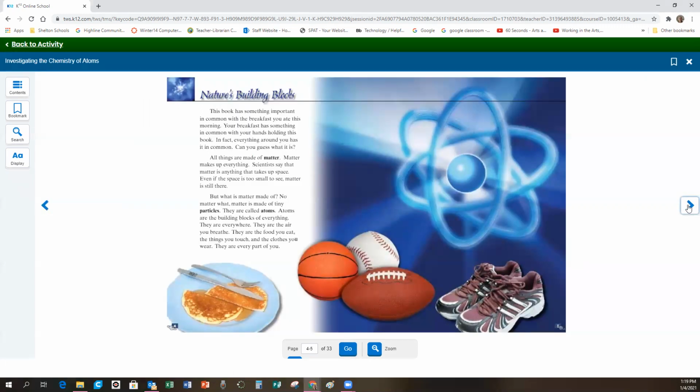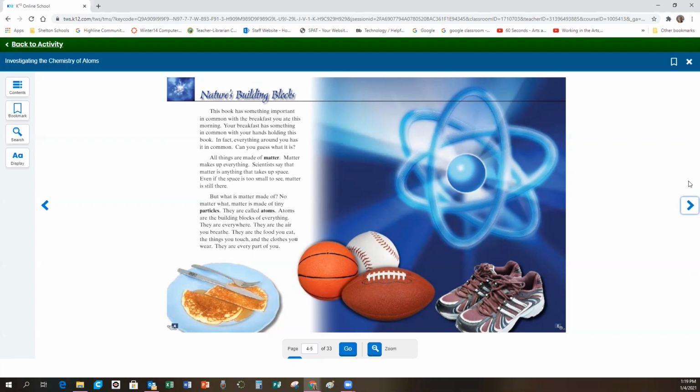This book has something important in common with your breakfast. Your breakfast has something in common with your hands holding this book. In fact, everything around you has it in common. Can you guess what it is? All things are made of matter. Matter makes up everything. Scientists say that matter is anything that takes up space. Even if the space is too small to see, matter is still there. But what is matter made of?